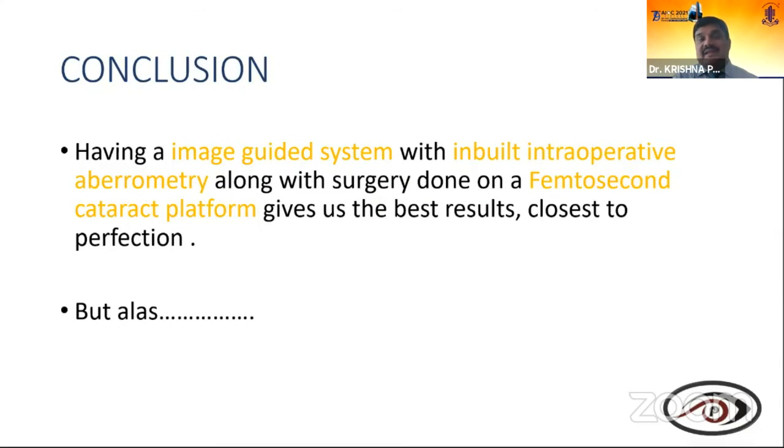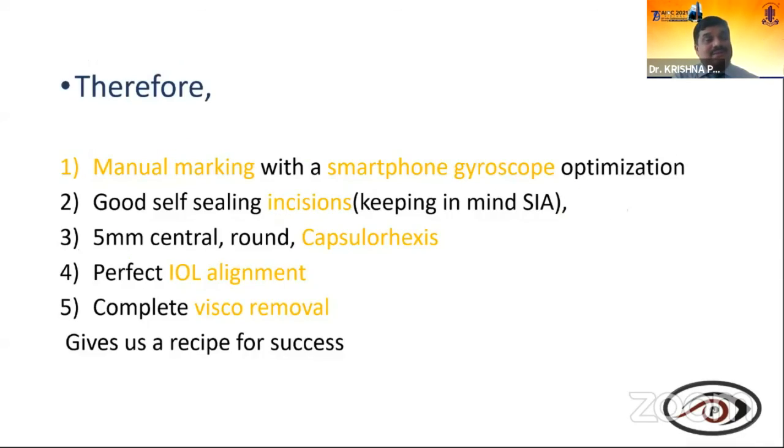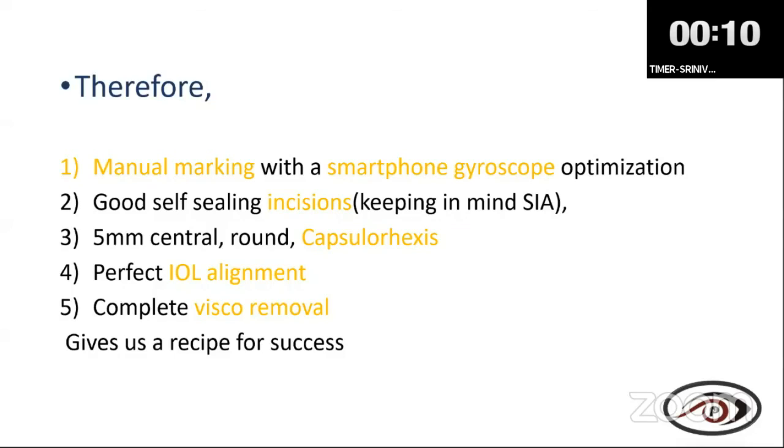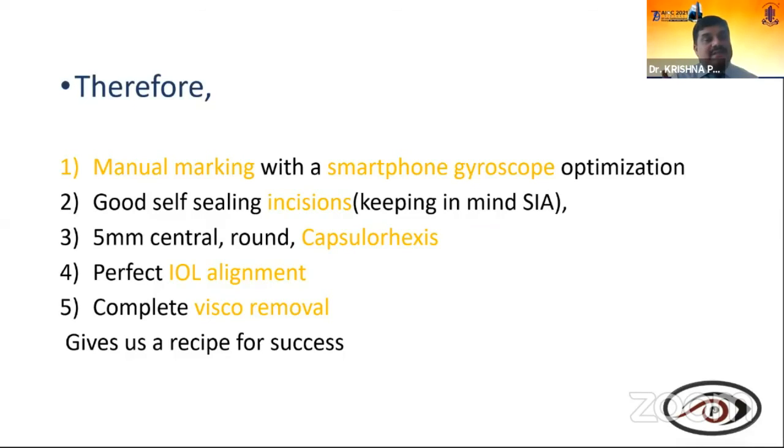Conclusion, having an image guided system with inbuilt intraoperative aberrometry along with the surgery done by a femtosecond cataract platform gives us the best result, closest to the perfect. But you have to think about the cost also. Therefore, manual marking with smartphone gyroscope optimization, self-sealing incision, 5 mm central round capsulorhexis, perfect IOL alignment, complete visco removal gives us the recipe of success.